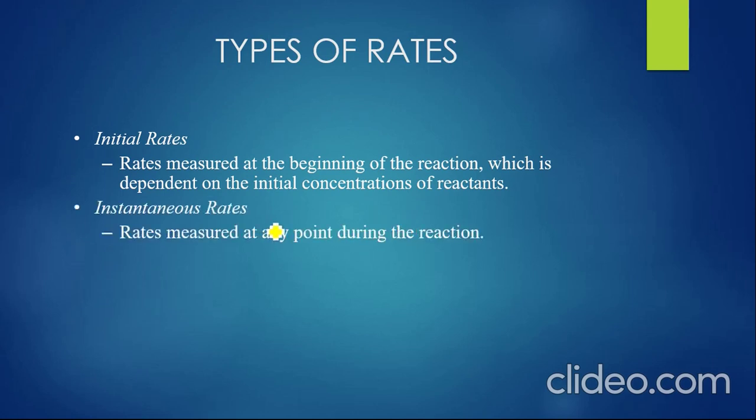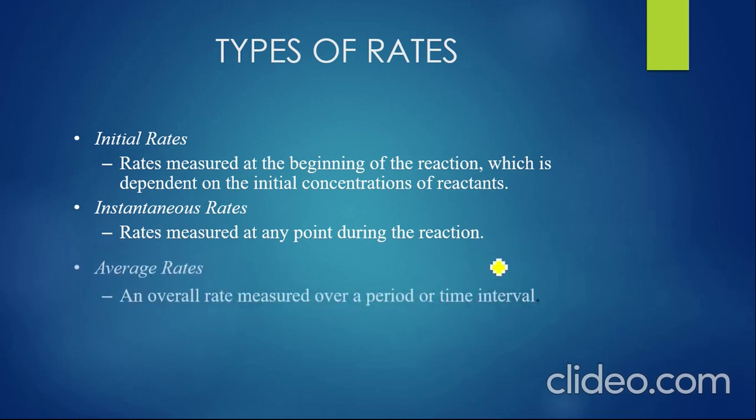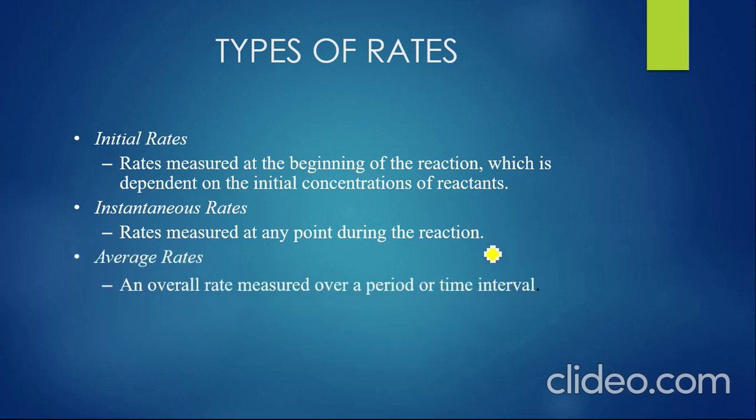And then the other type of rate that I would like you to know is the instantaneous rate. So what is the instantaneous rate? These are rates which are measured at any point during the reaction. I'm going to show you how to come up with the instantaneous rate on the graph, how you can obtain it. And then the other rate which you're supposed to know is the average rate. These are an overall rate measured over a period or time interval. I'm going to concentrate on the average rates and the instantaneous rates with some examples so that you can understand fully.